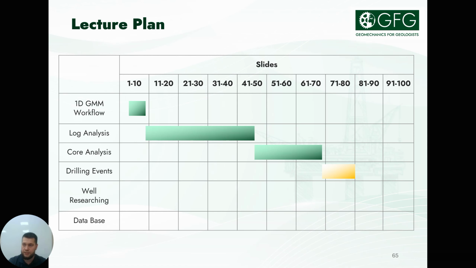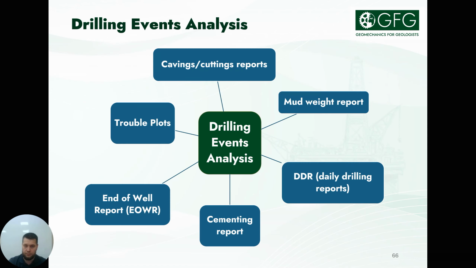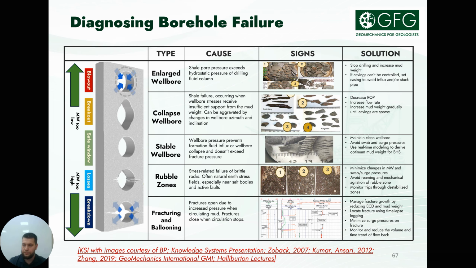The next topic is drilling events analysis. The drilling events analysis includes cavings and cuttings reports, mud weight reports analysis, daily drilling reports, cementing reports, end-of-well reports, and trouble plot construction. This summary table shows different types of well failure and shapes of cuttings. Among such types are enlarged wellbore, collapsed wellbore, stable wellbore, rubble zone, fracturing, and ballooning.